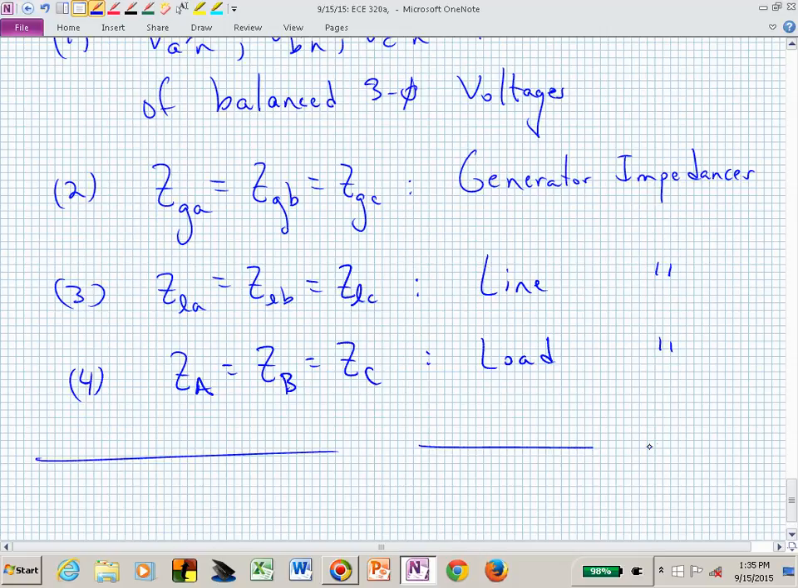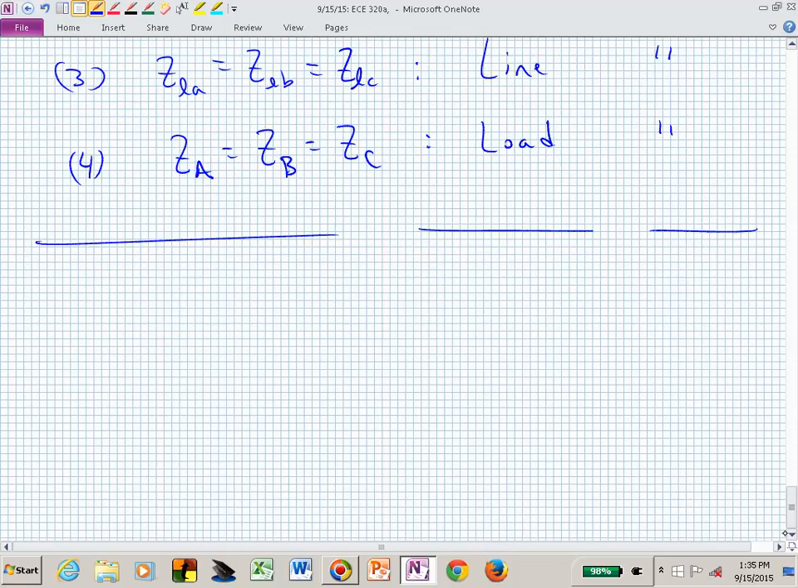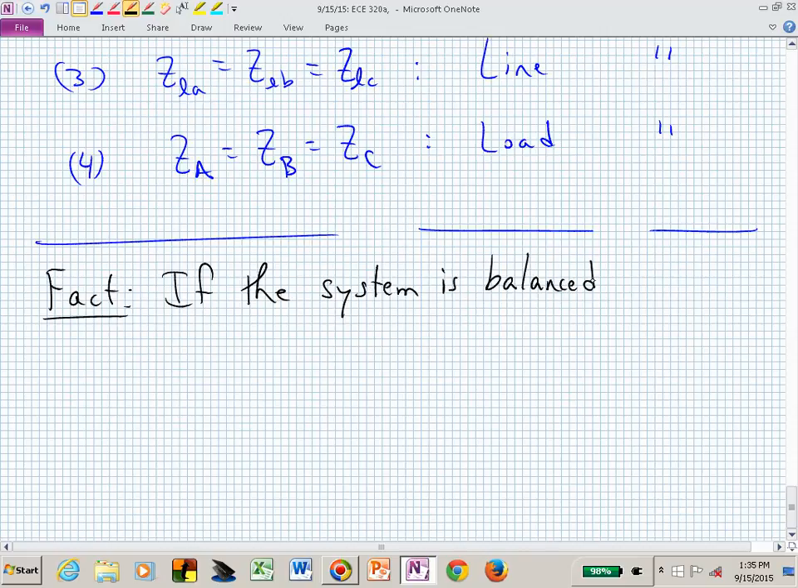If that's the case, then I can make the following claim. I can state the following fact. If the system is balanced, then the voltage at that capital N terminal, measured relative to the little n terminal, is 0. There's no voltage drop across that neutral conductor.